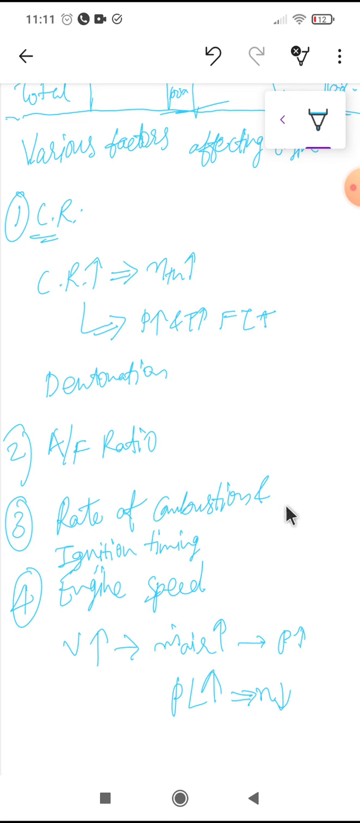You might have seen that generally in a bike an economy range is given on the bike meter. If you drive your bike in that range, then your fuel will be saved in a very good amount and it will help you in saving some money. So that is the economy range. You must have seen that. So that is the engine speed.